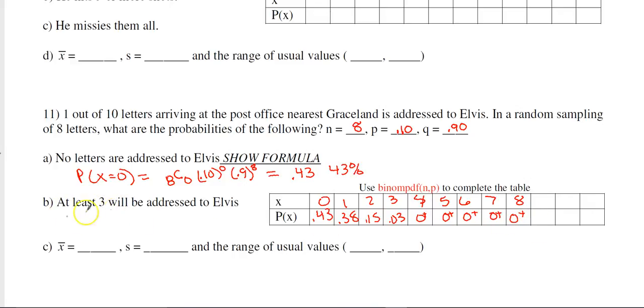So at least 3, so the probability that x is less than or equal to 3 would be 0.03 plus 0.15 plus 0.38 plus 0.43, which equals 3.5%. Just 0.